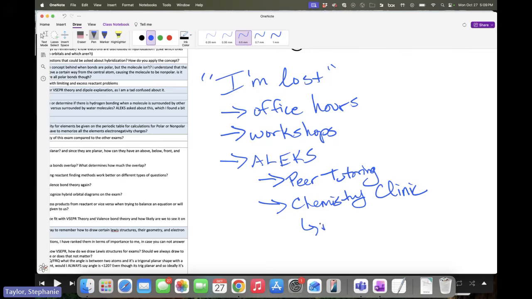The chemistry clinic is in Berkner. Technically it's the third floor, but it's actually just up one floor from the ground floor. The peer tutoring center is in the basement of the library. So there are different ways to help get your feet back under you for some of this content.